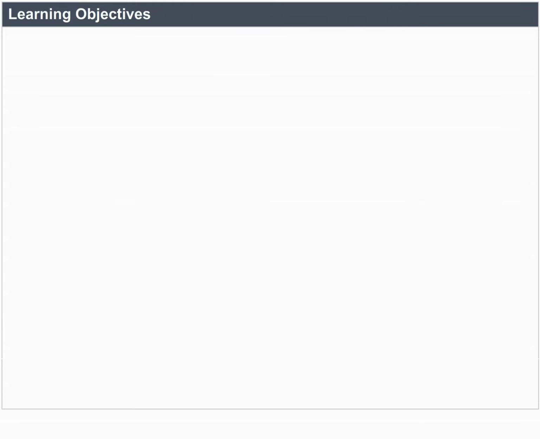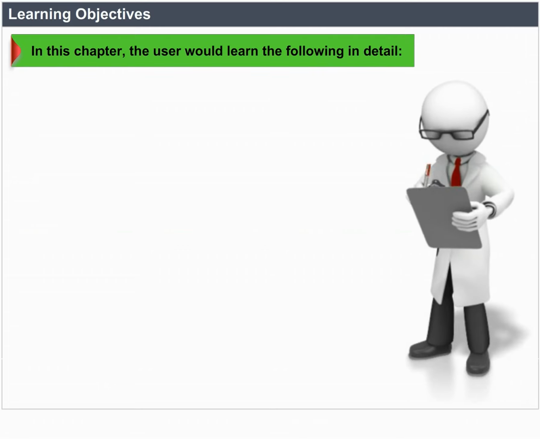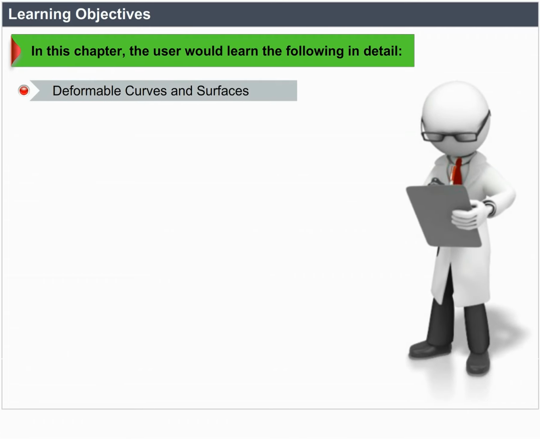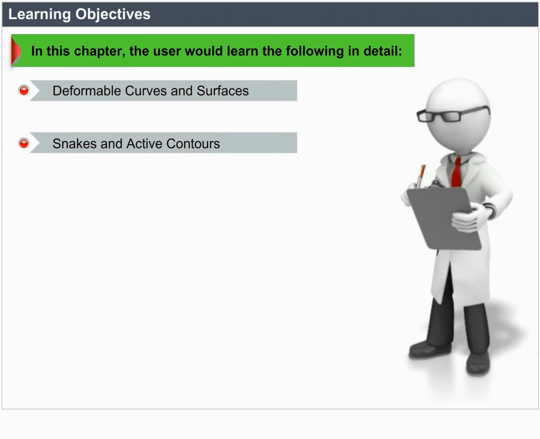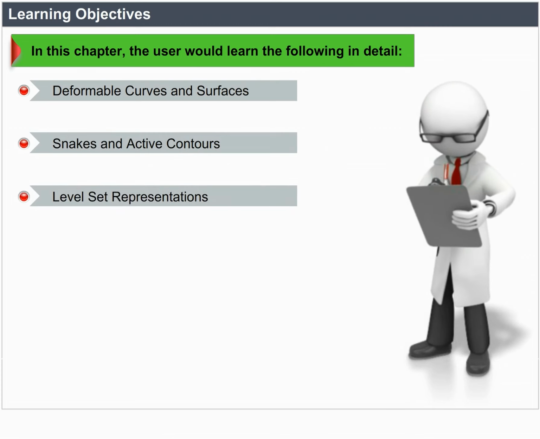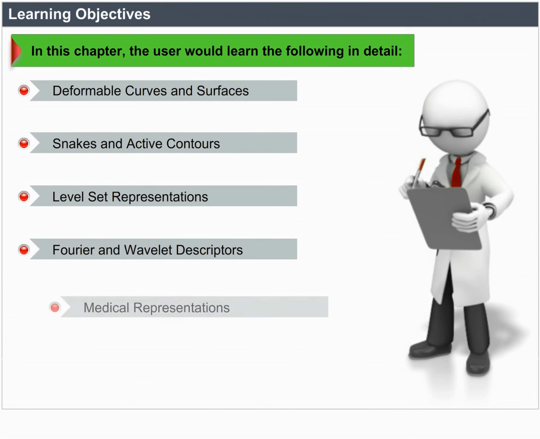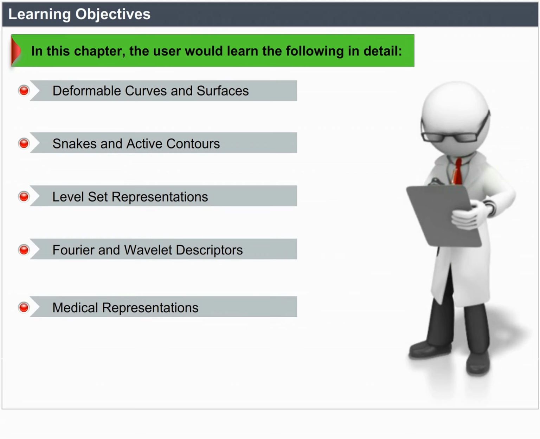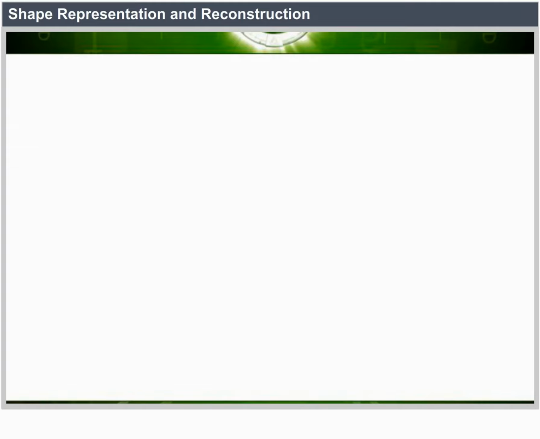Learning objectives. In this chapter, the user will learn the following in detail: deformable curves and surfaces, snakes and active contours, level set representations, Fourier and wavelet descriptors, medical representations, multi-resolution analysis, shape representation and reconstruction.